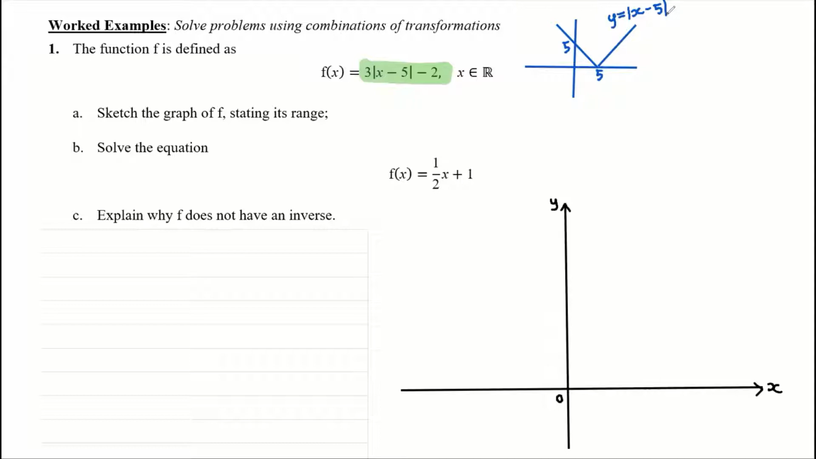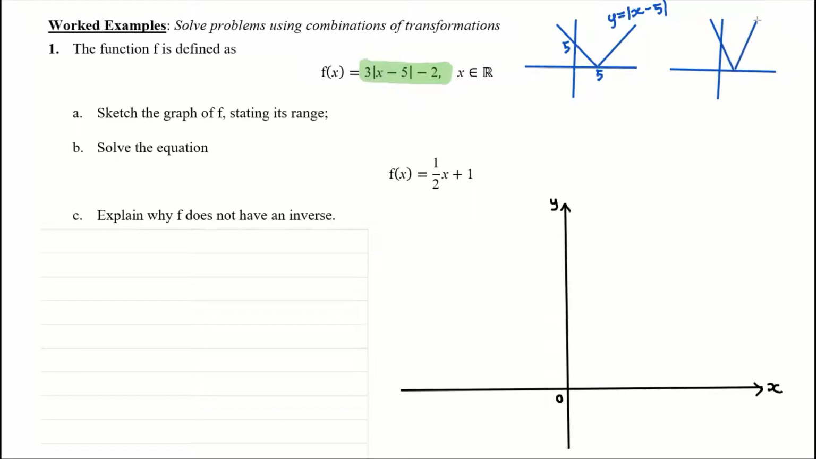Then we need to multiply this modulus function by 3, and that would give us the vertical stretch that we require. So if I put another sketch in here, like so, the vertical stretch, so the scale is going to be shifted slightly in this situation. It's going to become steeper, like that.